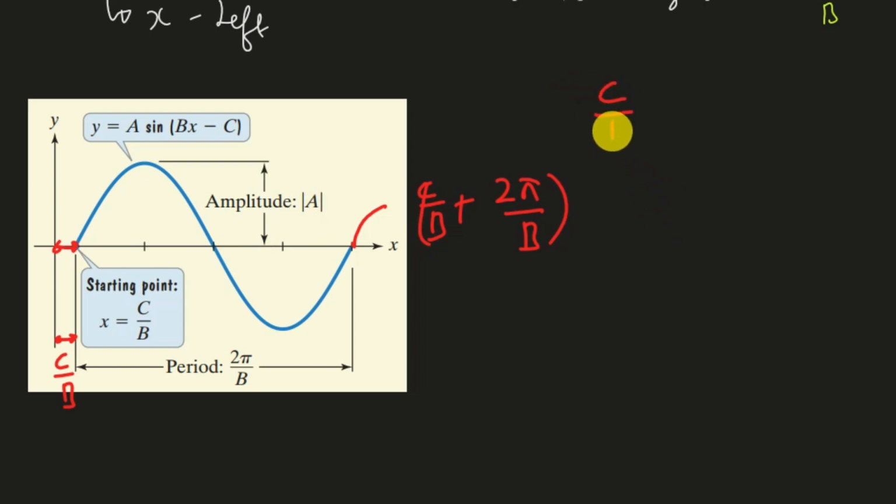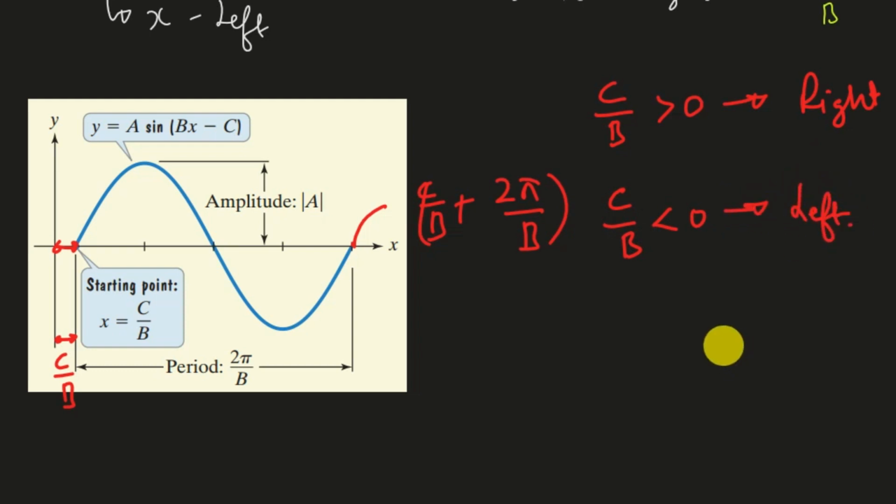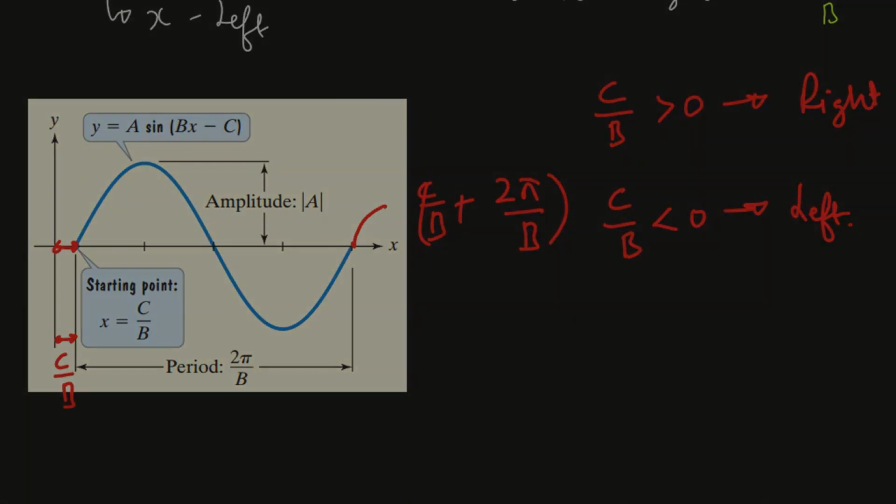Now from these observations we can conclude a few things. If c by b, if this ratio is greater than 0, then the shift is towards the right side. And if c by b is less than 0, then the shift is towards the left side. These are the few points that you should remember. Now let's take one example so that you have a better understanding.